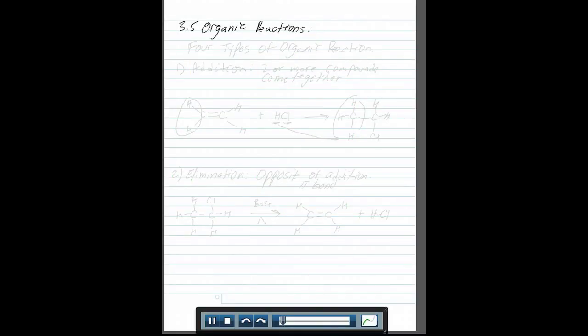Right, the next section, 3.5, is about organic reactions. There are 4 types of organic reactions. Every reaction that we're going to do has to fall into one of these 4 types of reactions. There are no more than 4 types.